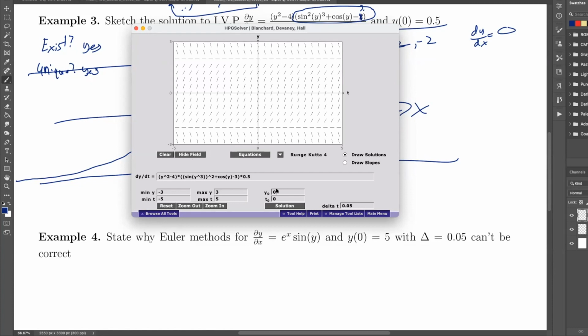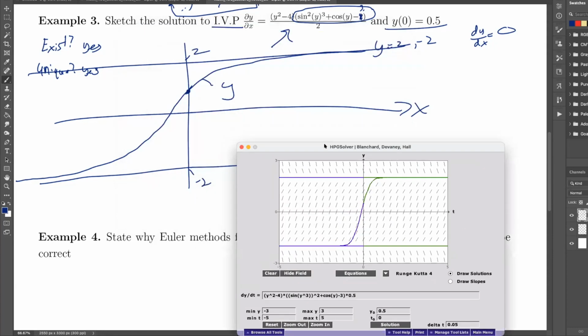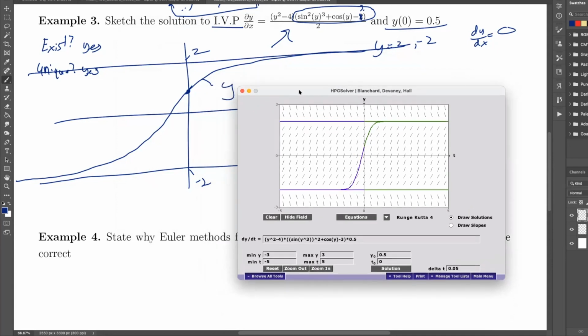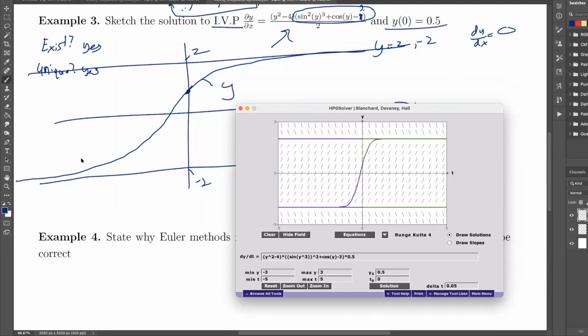Now remember our two solutions that we knew. If it's at 2, and I type in a solution, we get the straight line right here. And if it's at -2, you get another straight line right here. And here, if we start at 0.5, and type in our solution, we get this, which matches exactly what we predicted, right? Now, granted, this is using the Runge-Kutta method. And so here we can get a rough sketch of the solution.